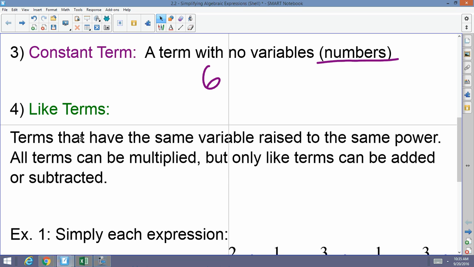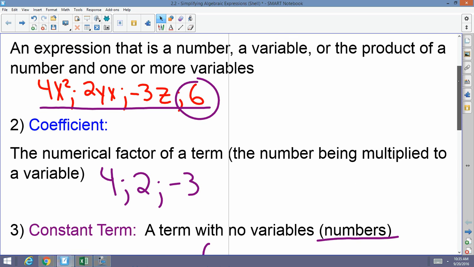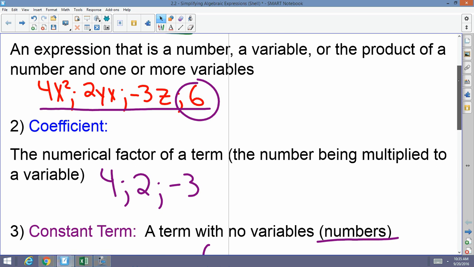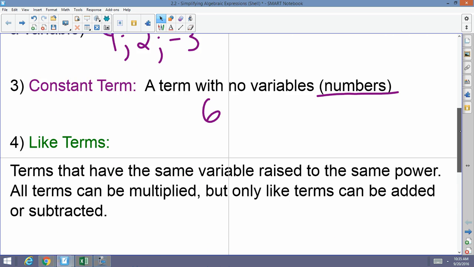I've given this example before, but if you're at the store and you buy 3 cabbages and then a head of lettuce, do you have 4 sets of cabbages? No. Do you have 4 heads of lettuce? No, you have 3 cabbages and 1 head of lettuce. It's different things. So you can only add like terms, which are the same variable raised to the same power. In the example above, we had no like terms. None of these have the same variable raised to the same power.